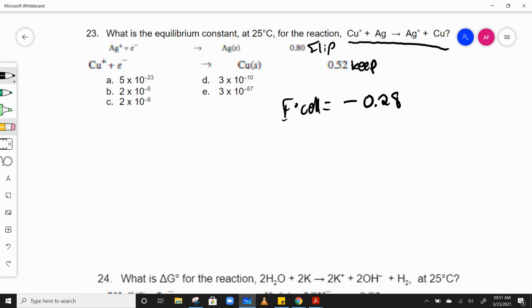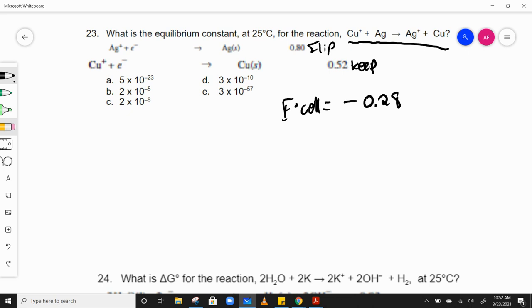Okay, and then we're going to use this formula. There's actually 2 formulas we could use. First of all, delta G equals negative. Actually, you know what? There's an easier way to do this. I'm not going to use that one. I'm going to use the one-stepper.